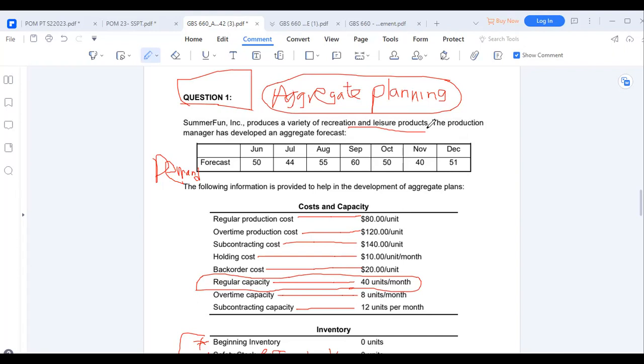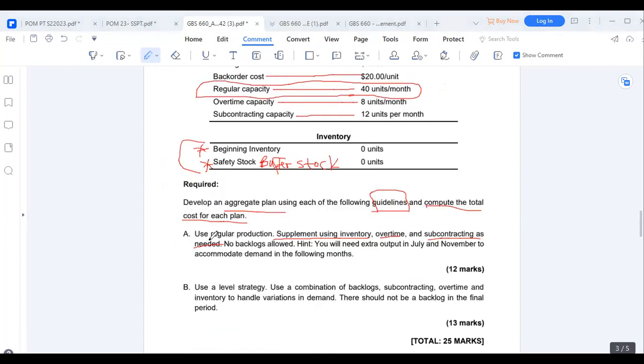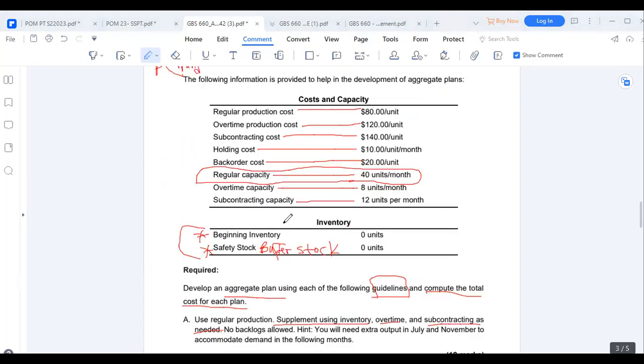All right, so what we are trying to say here is that where it says use regular production, supplemented with inventory, overtime, and subcontracting, of course we cannot go beyond the limit of subcontracting. We can't go beyond 12 units per month. We can't go beyond overtime of 8 units per month, because that's our capacity. Of course, we know overtime is cheaper because it is $120 per unit, while subcontracting is $140 per unit.